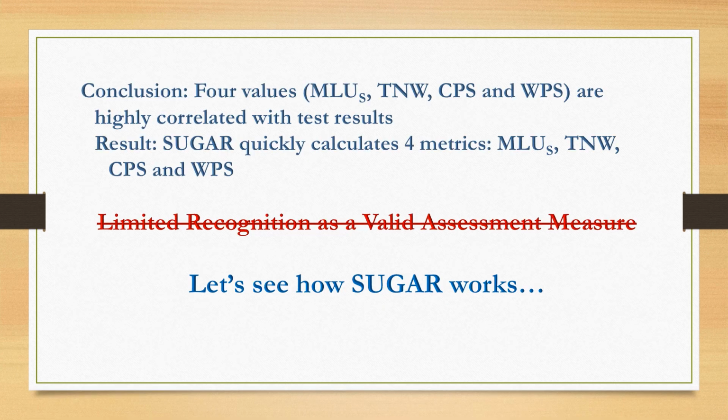So hopefully the results of the study that I discussed on the previous slide help to dispel the idea that language sampling has limited recognition as a valid assessment measure. In the upcoming modules, we're going to jump right into how SUGAR works. So how do you collect the sample, transcribe, analyze, and plan intervention when necessary?